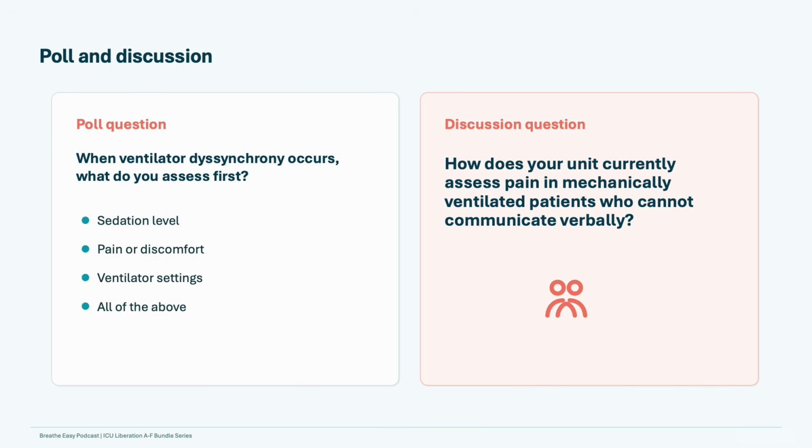Before we wrap up, I want you thinking, not just listening. Here's a poll for you. When ventilator asynchrony shows up, what do you assess first? Sedation level, pain or discomfort, ventilator settings, or all of the above? Sit with that one for a second, and here's a discussion you can take back to your units. How does your team currently assess pain in ventilated patients who cannot talk to you? Is it consistent? Could it be better? And there is rarely just one answer here. Good assessment looks at sedation, pain, and the ventilator all together.